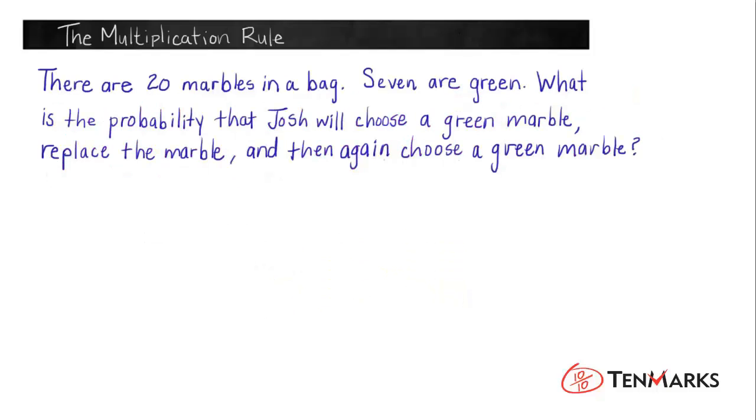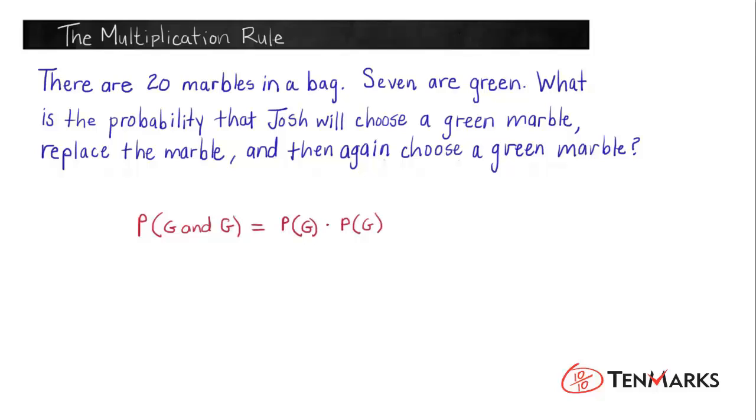Now let's take a look at a question where the 2 events are independent of each other. There are 20 marbles in a bag, and 7 of them are green. What is the probability that Josh will choose a green marble, put the marble back in the bag, and then again choose a green marble? Since we're dealing with replacement here, the 2 events are going to be independent of each other. So we can use this equation. The probability of getting a green marble and getting another green marble equals the probability of getting a green marble times the probability of getting another green marble.